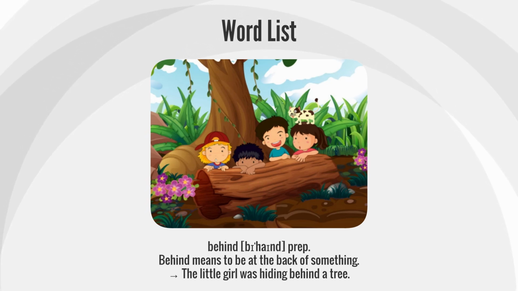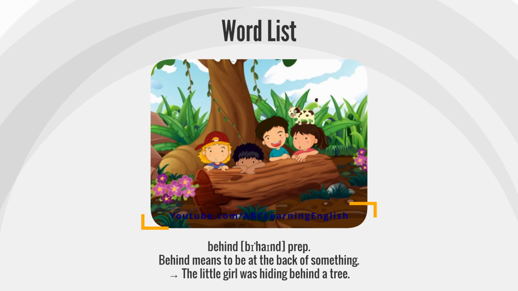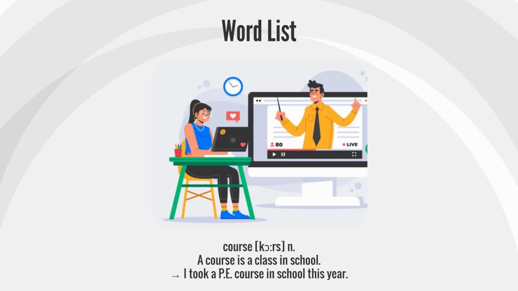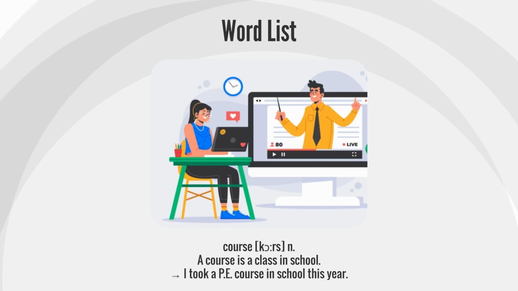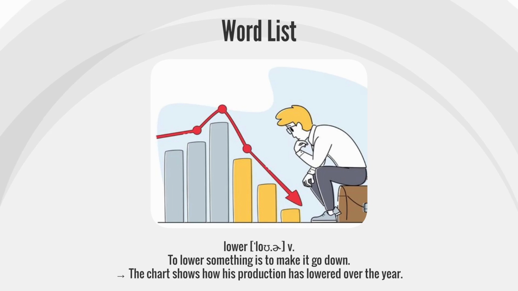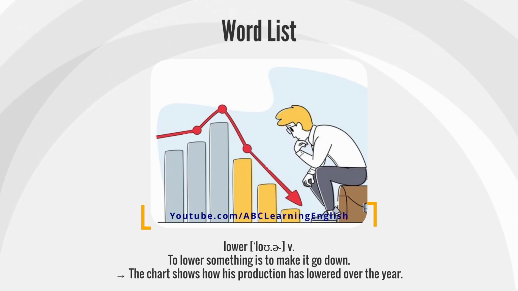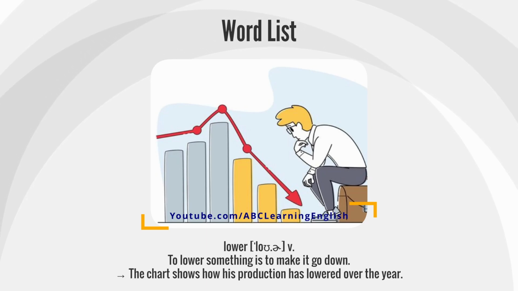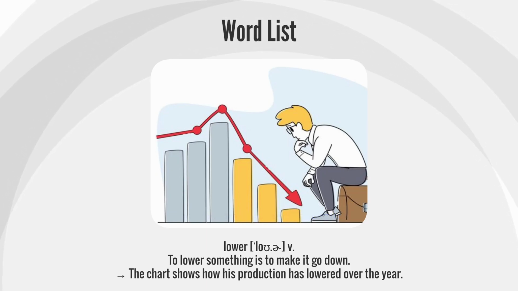Behind. Behind means to be at the back of something. The little girl was hiding behind a tree. Course. A course is a class in school. I took a PE course in school this year. Lower. To lower something is to make it go down. The chart shows how his production has lowered over the year.